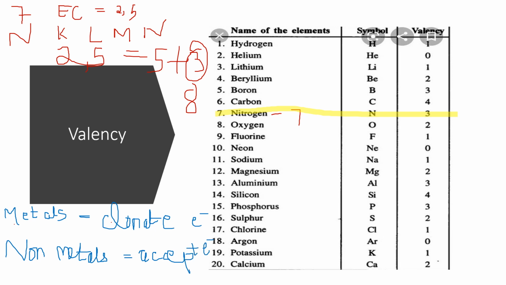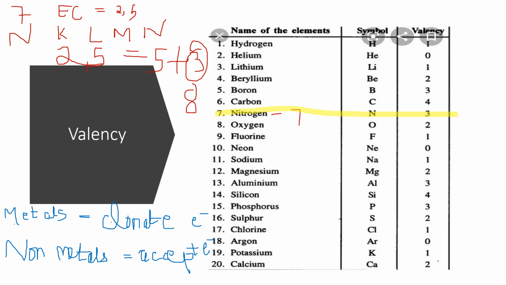These will always accept the electrons. Now from this chart, we can see potassium and calcium can easily donate the electrons from the outermost shell to any other element. So these are the metals: potassium, calcium, even lithium, beryllium, for example. All this atomic number.